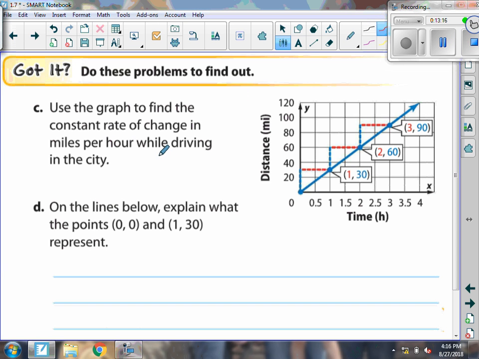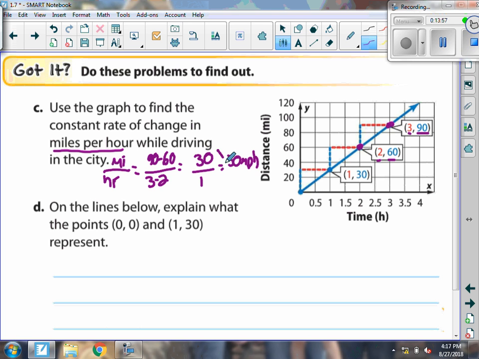Okay, so use the graph to find the constant rate of change in miles per hour while driving in the city. So there's two ways we can do this. We can pick 2 points. So let's pick this point and this point, any 2 you want. You find your change in y, your change in miles, because it's miles per hour. So you want miles over hours. So we have to find our change in miles. So that'll be 90 minus 60, over your change in hours, 3 minus 2. 90 minus 60 is 30. 3 minus 2 is 1. So that's 30 miles per hour.